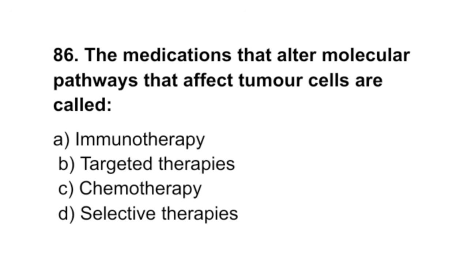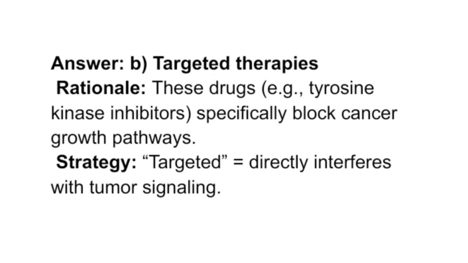86. The medications that alter molecular pathways that affect tumor cells are called: A. Immunotherapy. B. Targeted therapies. C. Chemotherapy. D. Selective therapies. Answer: B. Targeted therapies. Rationale: these drugs, e.g., tyrosine kinase inhibitors, specifically block cancer growth pathways. Strategy: targeted equals directly interferes with tumor signaling.